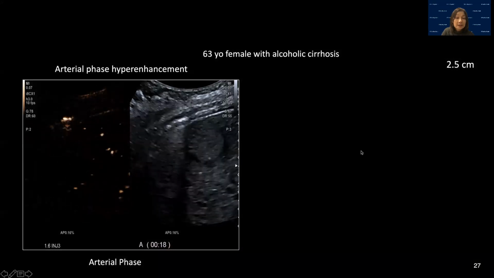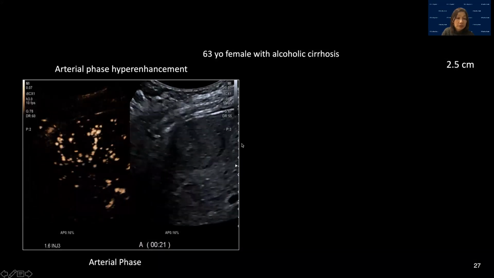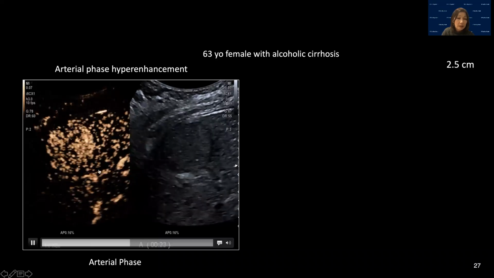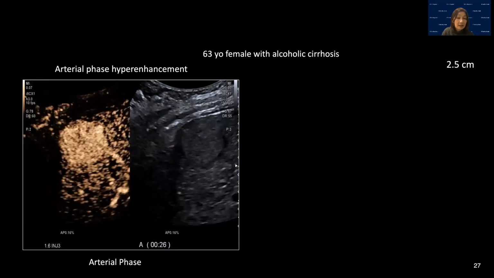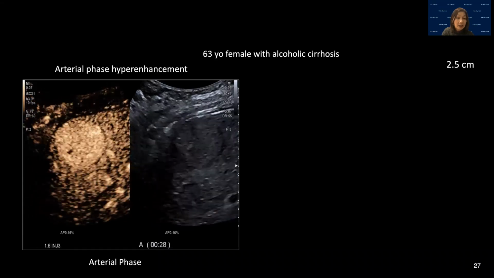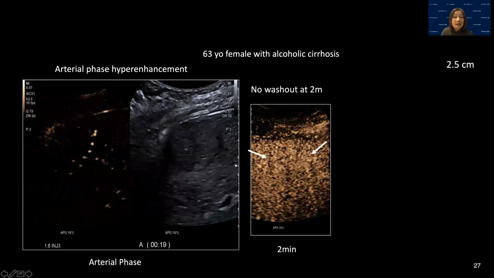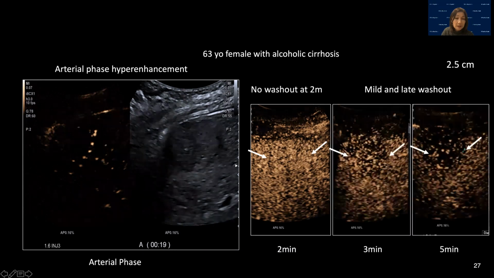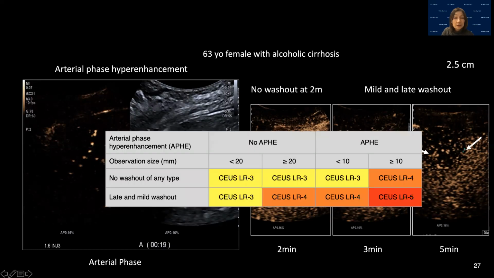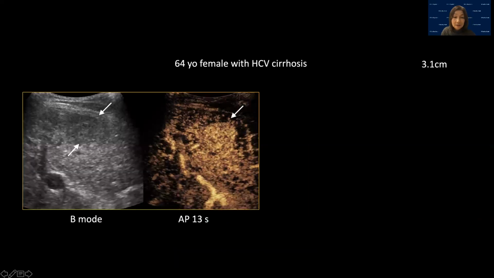So let's review the case. This is a 63-year-old female with alcoholic cirrhosis. There's a 2.5 centimeter nodule, and you can see nice, homogeneous hyperenhancement in the arterial phase. At 2 minutes, there's no washout. It's homogeneous and isoenhancing. Then at 3 minutes and 5 minutes, you see the washout. So how do we apply this table? There is APHE, it's greater than 10 millimeters, and there is a late and mild washout. So this is CEUS LI-RADS 5, definite HCC.